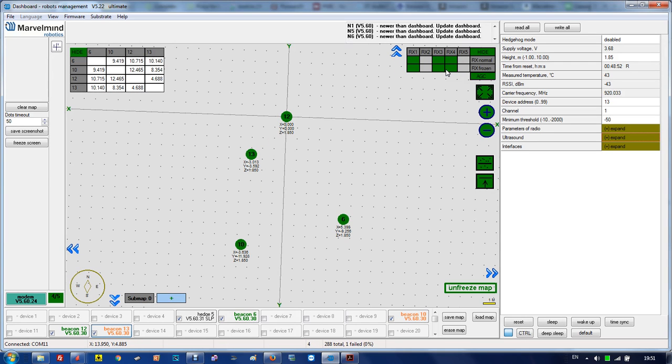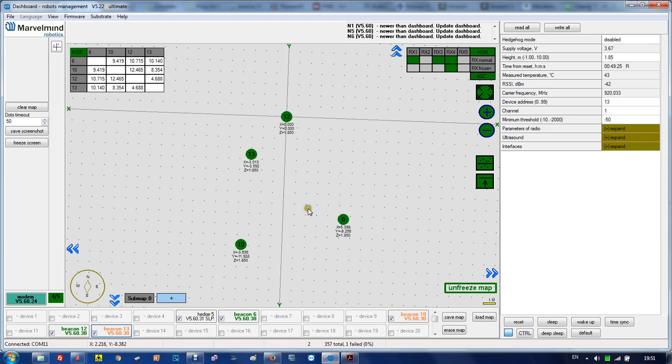But in the RX frozen mode, if my copter is flying only in this direction, I wouldn't need this sensor, and I wouldn't need this sensor, and I disable them, leaving only this sensor. So it's pretty advanced, but it gives you the most optimal settings. So when you build the map and you don't have noise, you use 3 sensors, looking this direction, this direction, this direction. But when you freeze the map, you use only the central sensor.